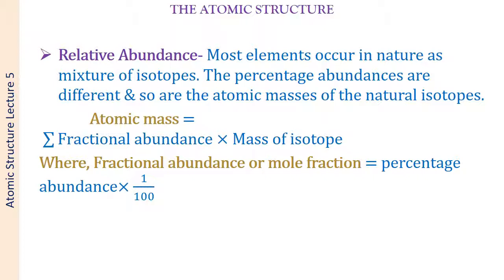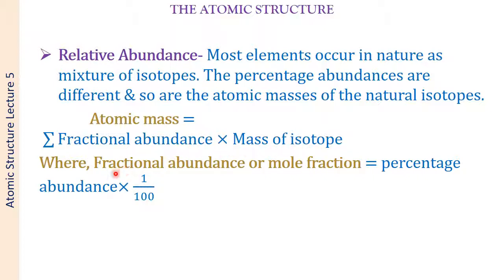While we were discussing the atomic masses being fractional, we found why they were fractional. So we have the relative abundance of the isotopes. All elements are a mixture of isotopes. The percentage abundance of these isotopes is different, and hence the atomic masses are different. So what is atomic mass? It is the summation of the fractional abundance of each isotope multiplied by the mass number of that isotope.